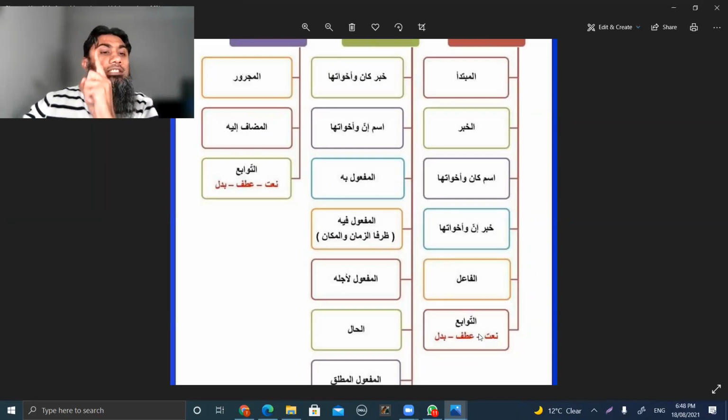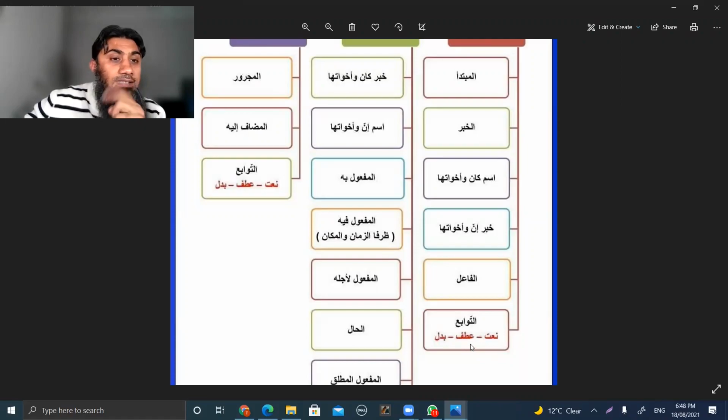Tabe means singular, and tawabe is plural, followers. Naat means sifa. It means that if in the context you have an ism in rafa status, its naat, or its sifa, will be in rafa status.